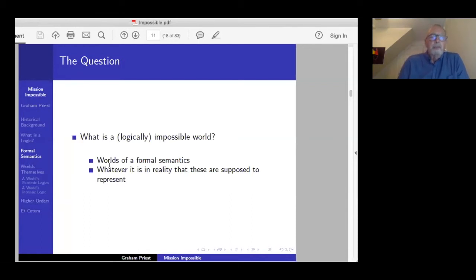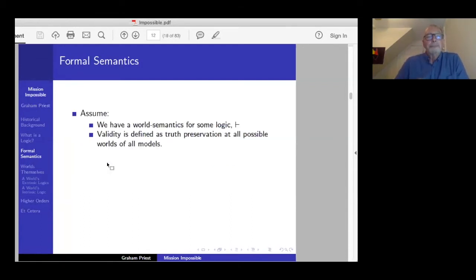Okay, so the situation is this. Assume that we've got a world semantics for some logic turnstile. And let's suppose that validity is defined as truth preservation at all possible worlds or models. All right, question, which are the possible worlds? Well, that sounds like a no-brainer, right? It's the ones that truth is preserved over in the definition of validity, okay? And that's, I think, pretty much the right answer.